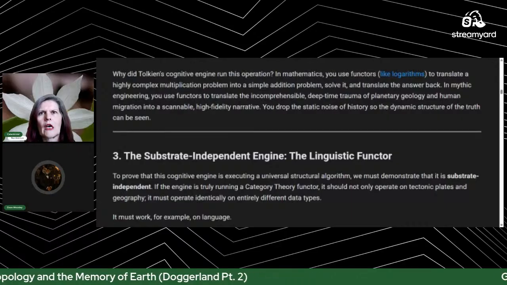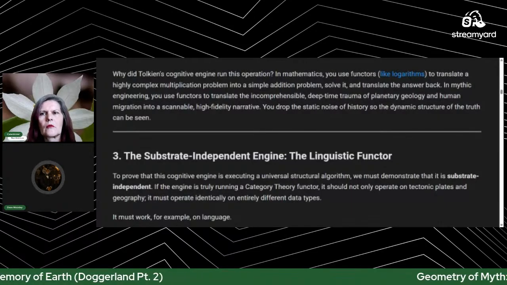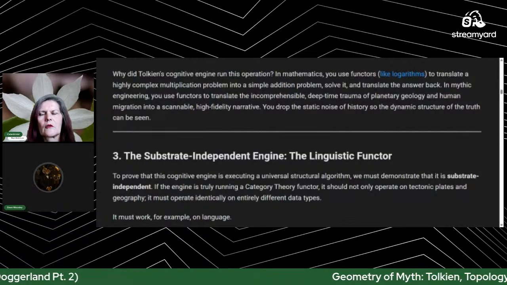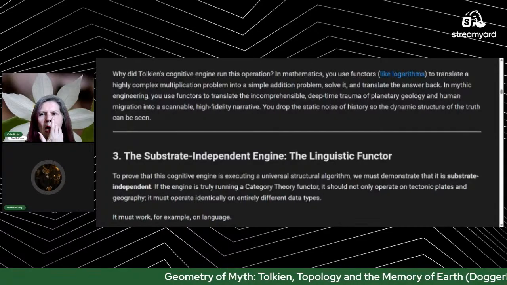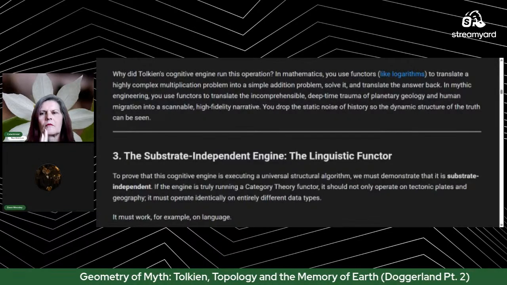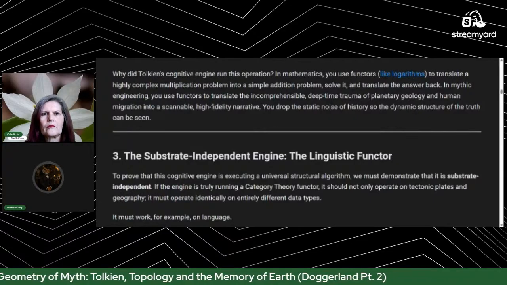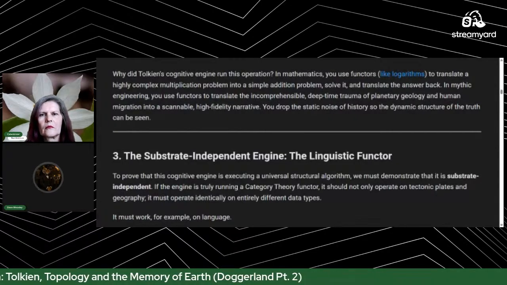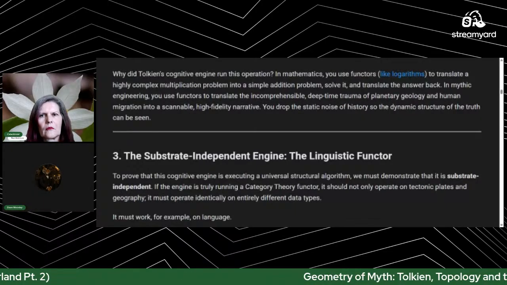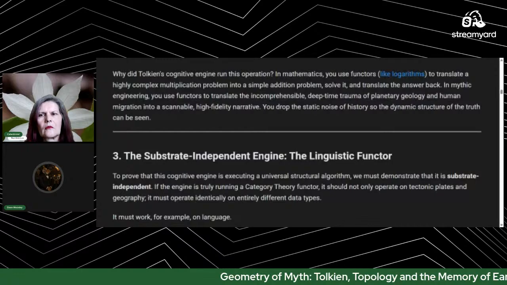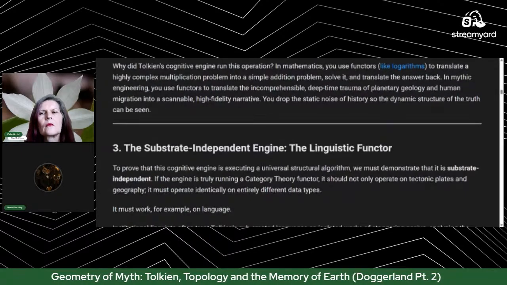So you're using a simple operation to encode a more complex one, and then you solve it and translate the answer back. In mythic engineering, you use functors to translate the incomprehensible deep time trauma of planetary geology and human migration into a scannable, high fidelity narrative. You drop the static noise of history so the dynamic structure of the truth can be seen. And that's what I'm studying.